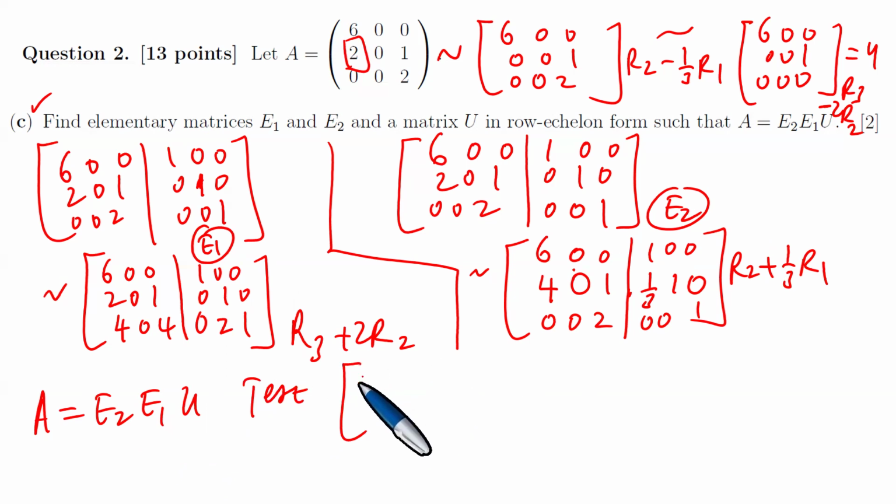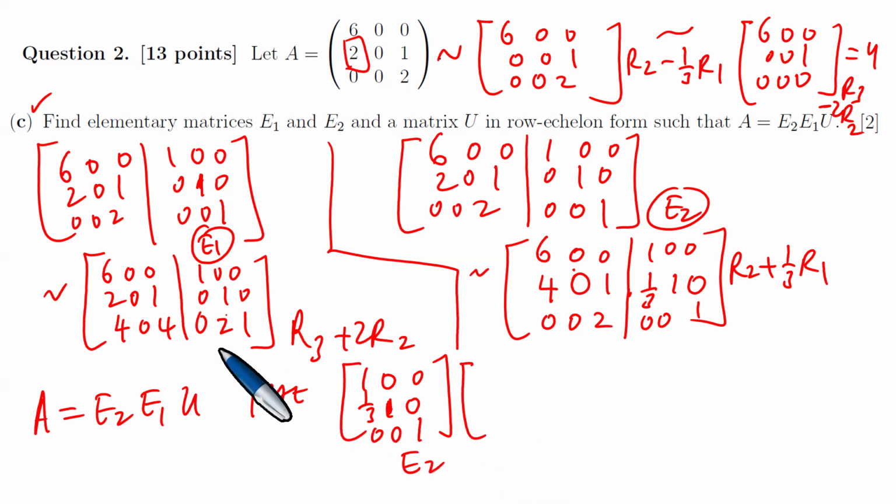What is elementary matrix 2? It's 1, 0, 0, 1/3, 1, 0, 0, 0, 1. Okay, you are trying to see E2. And then, do you start with that one, or do we start with the last row operation we did? Okay, well, we're testing. I hear you. That is fine.